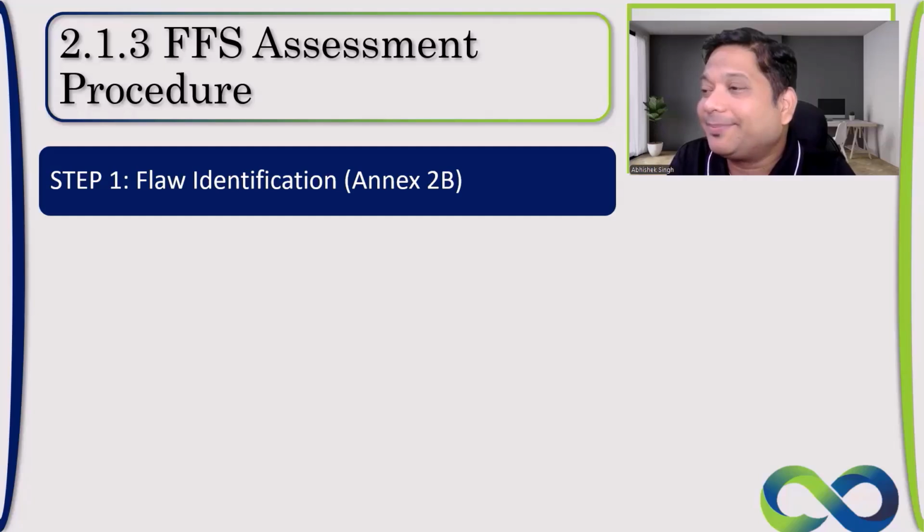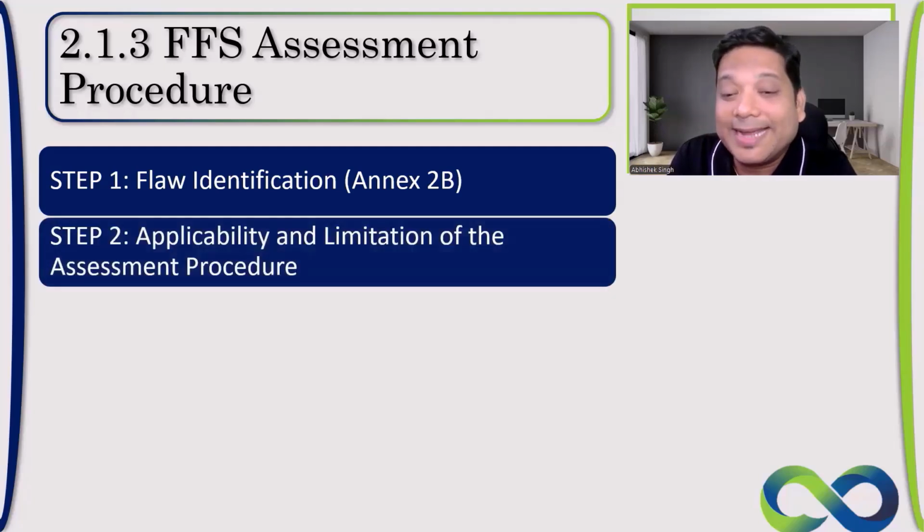What will be my next step? Second step will be applicability and limitation of assessment procedure. I'll elaborate a little bit. When I say applicability, the first thing will be, for the item for which you have identified the flaw, whether it has been designed as per code or not.